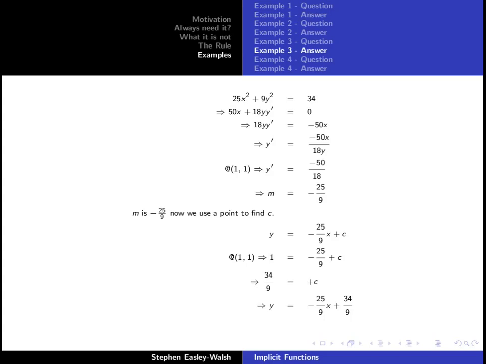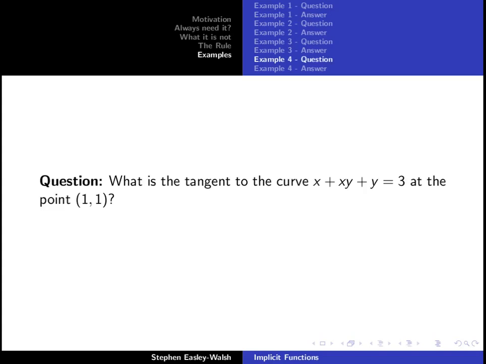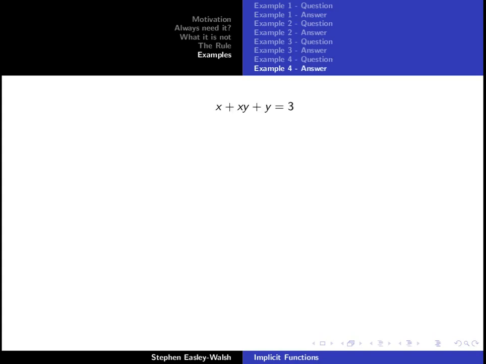What is the tangent to the curve x plus xy plus y equals 3 at the point 1, 1? Pause the video and try this one. Resume when you're ready to see the answer. x plus xy plus y equals 3. Differentiating, we have 1 plus xy derivative plus y derivative equals 0.